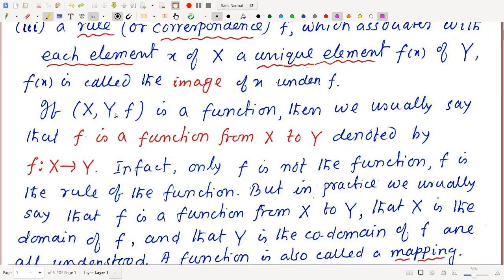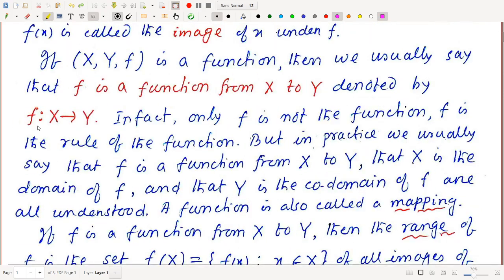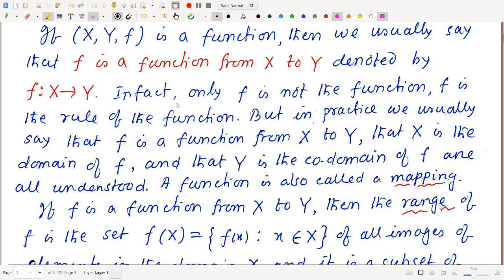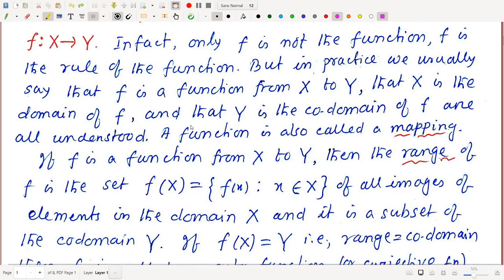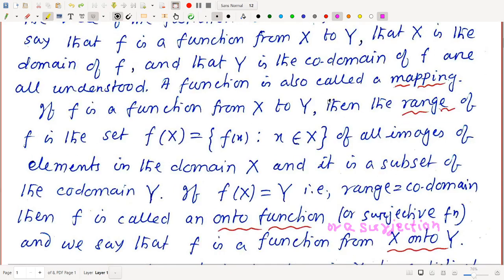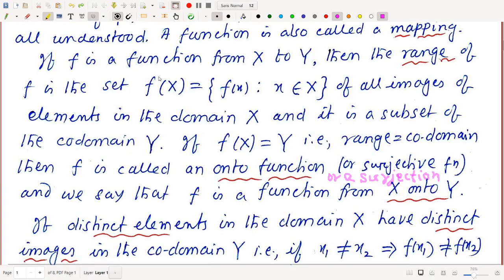If the triple (X, Y, f) is a function, then we usually say that f is a function from X to Y, denoted by f: X → Y, and we read it as f is a function from X to Y. In fact, only f is not the function, f is the rule of the function. But in practice, we usually say that f is a function from X to Y, and that X is the domain of f and Y is the codomain of f are all understood. A function is also called a mapping, known to you.